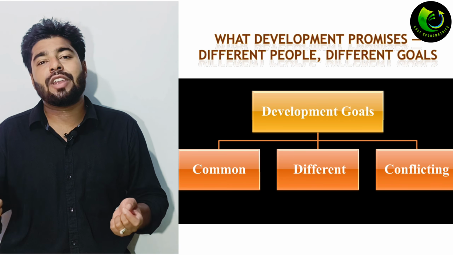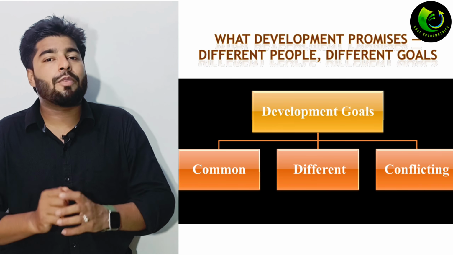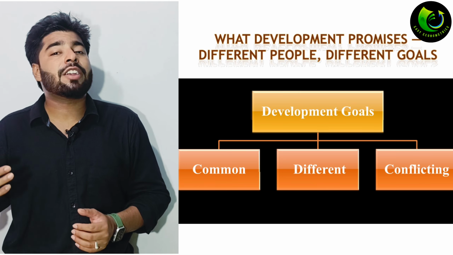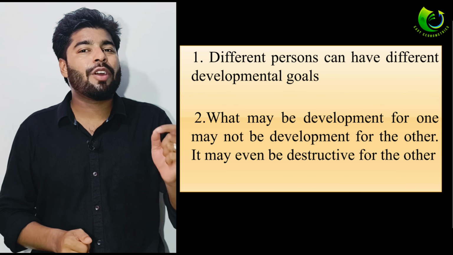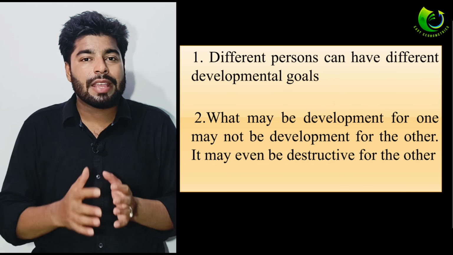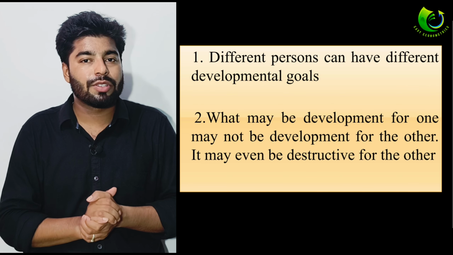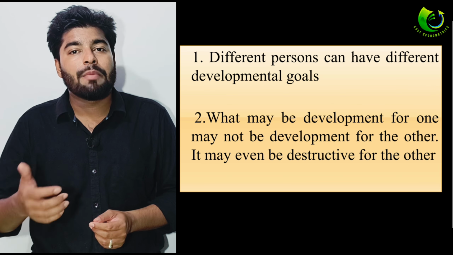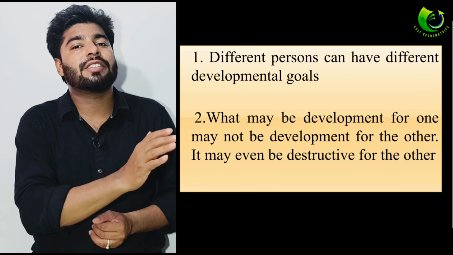Different people, different development goals. These development goals can be common, different or conflict with each other. Now the first point is different persons can have different development goals. This means that every person wants different things based on their needs and situations.